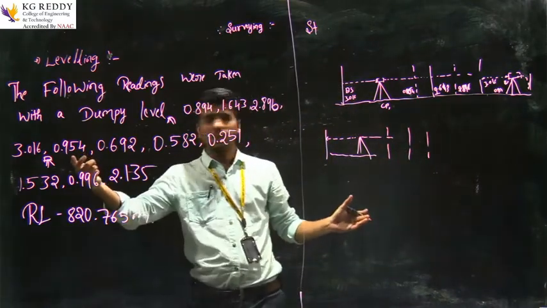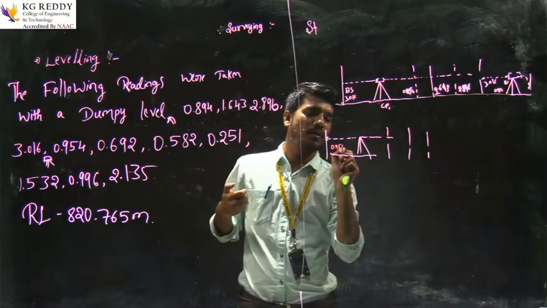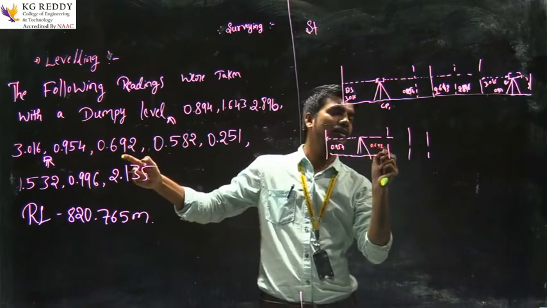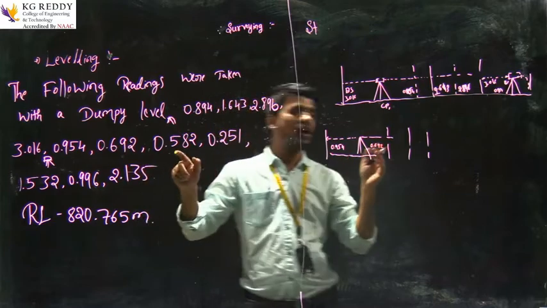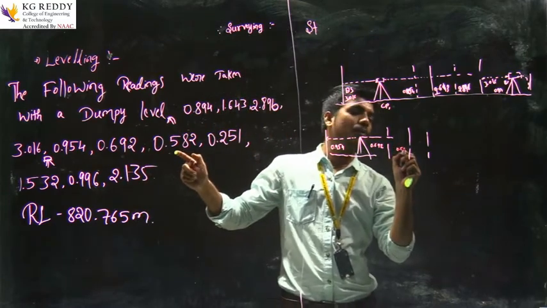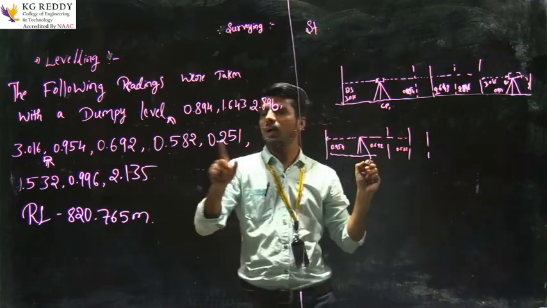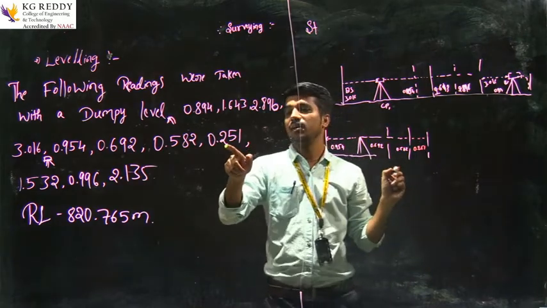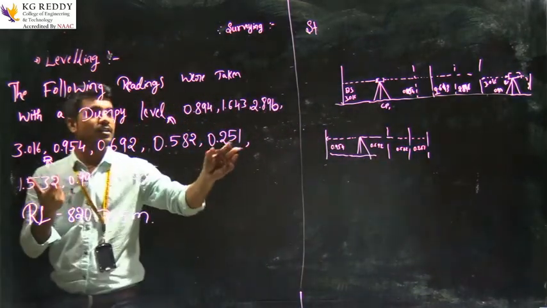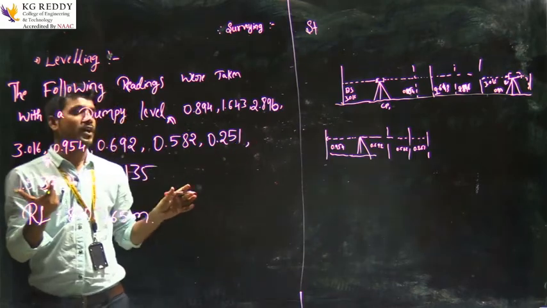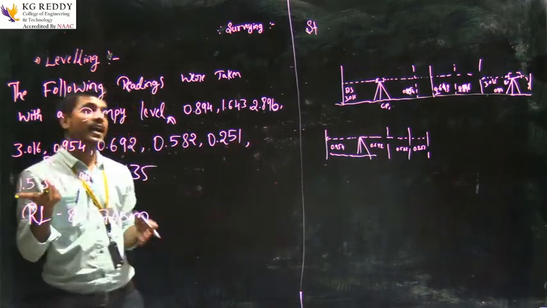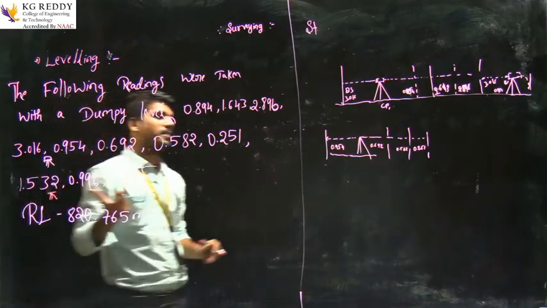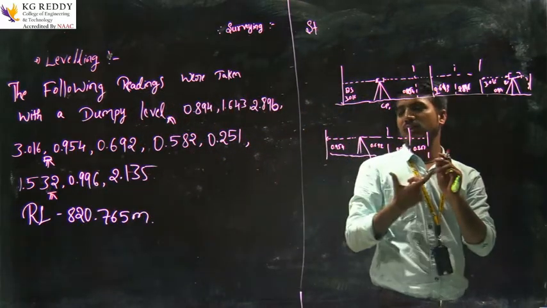So here 0.954 is your back side, and 0.692 is your IS, that is intermediate sight, and 0.582 is one more IS, and 0.251 is one more IS. Again we observe the 8th reading: between 0.251 and 1.5 the reading increases. So here again the instrument will be shifted to the third station. So 0.251 is the fourth station of the second station.